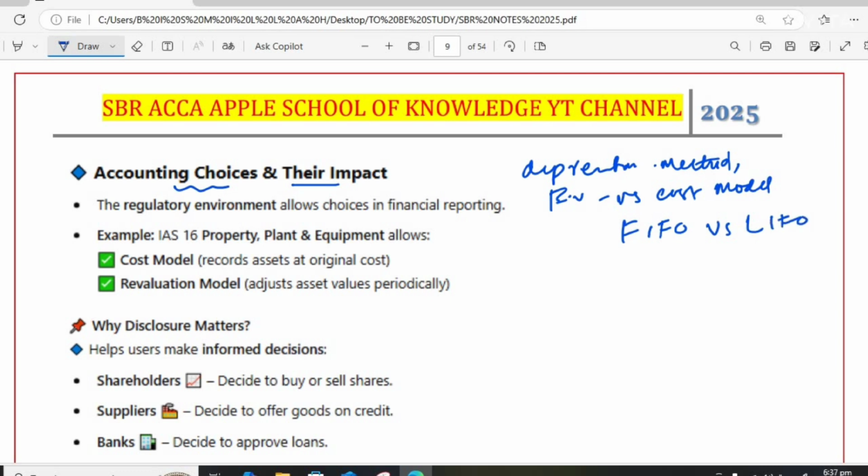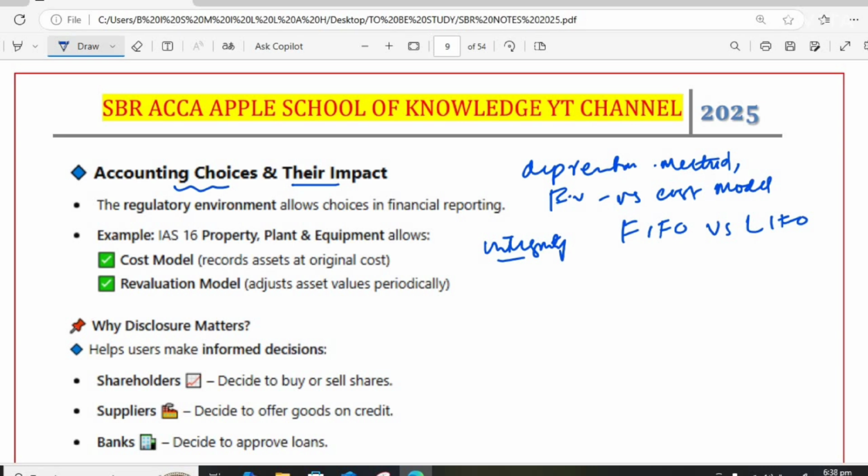So the ethical issue here is selecting a method to mislead stakeholders, meaning boosting short-term profit, which violates integrity. When you choose a method that misleads the stakeholders and you aim at just boosting your short-term profit, this will violate integrity, which is a core principle of the code of ethics, right? Now, impact on users. Investors may misjudge performance and creditors may misassess risk. So professional judgment must align with the spirit of the standard, not exploit loopholes, right?